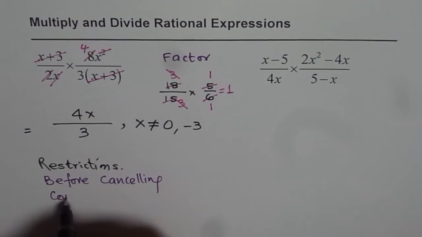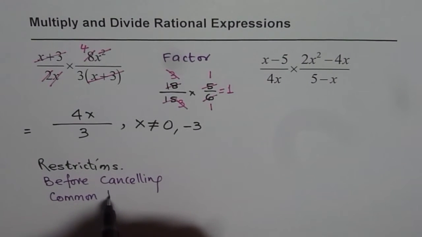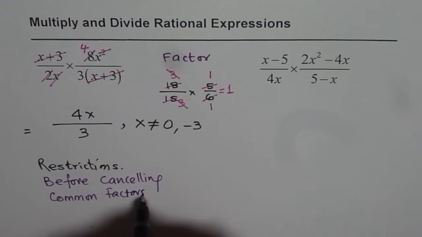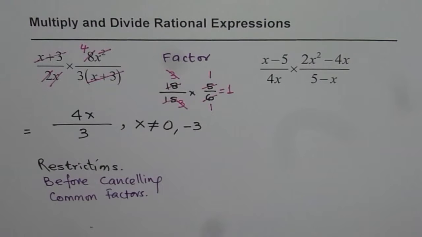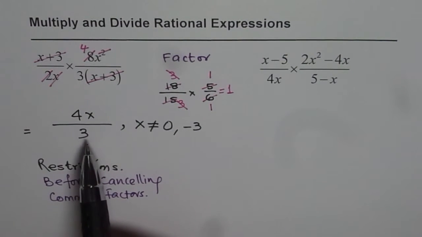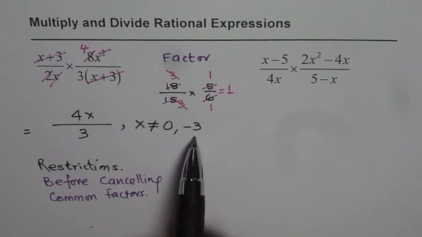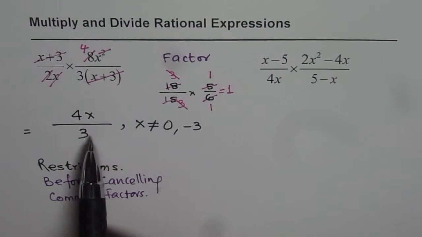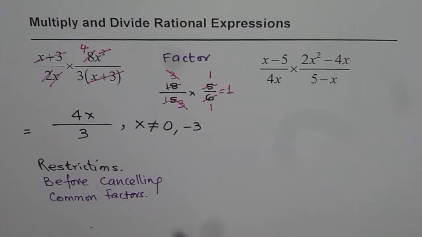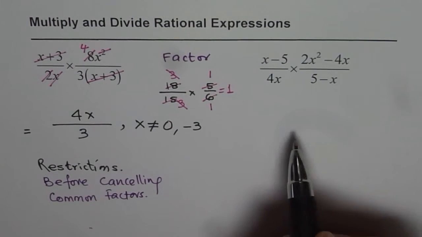Common factors. This is a very important reminder. Always write restrictions before cancelling, and along with the simplified form of your answer, state restrictions. Only then is the simplified expression equivalent to the given expression. I hope the concept is clear. Now let's do the second one.